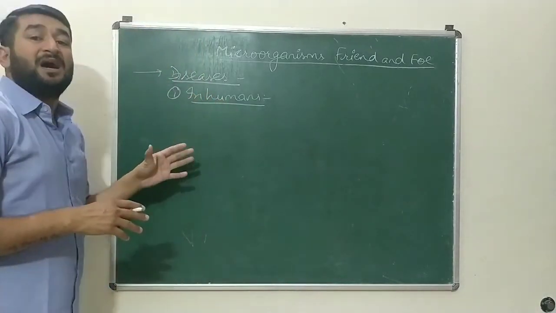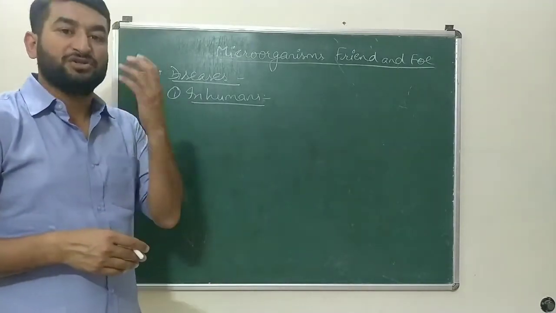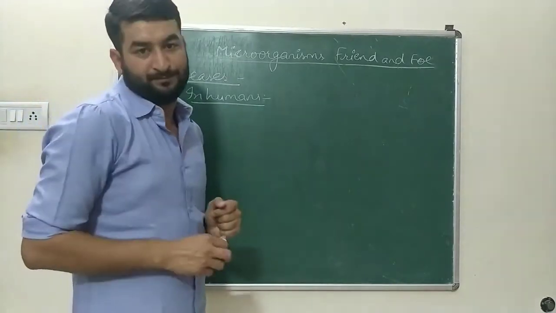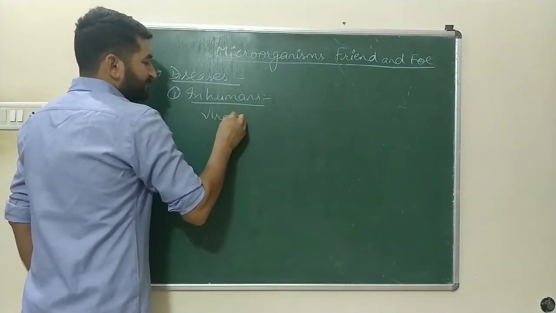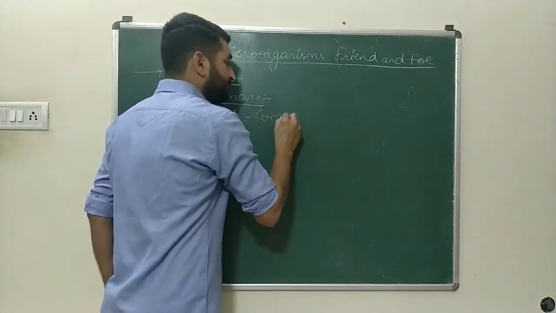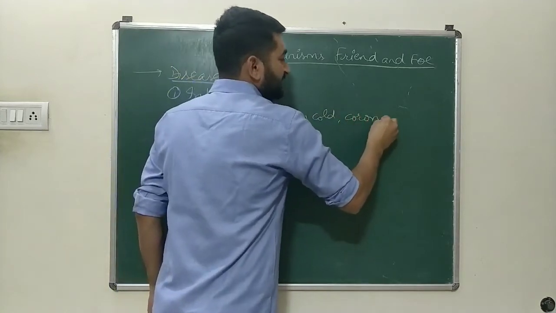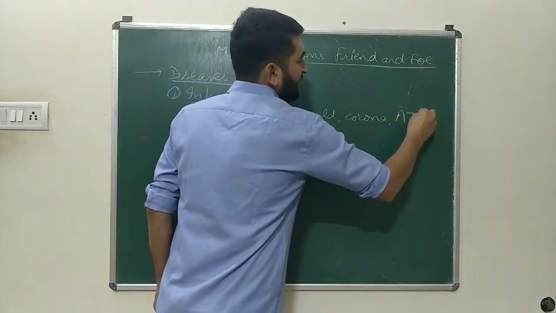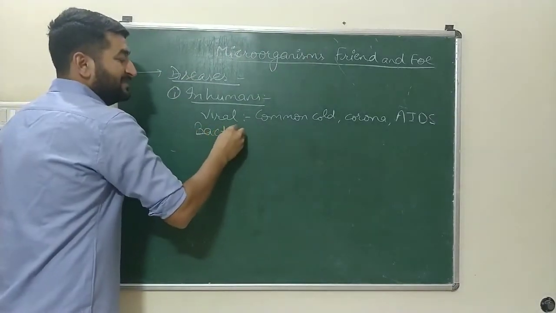These diseases are differentiated on the basis of their causative agent and its group. Some diseases are viral diseases, which are caused by the viruses, like common cold, corona, AIDS. Second is bacterial diseases.